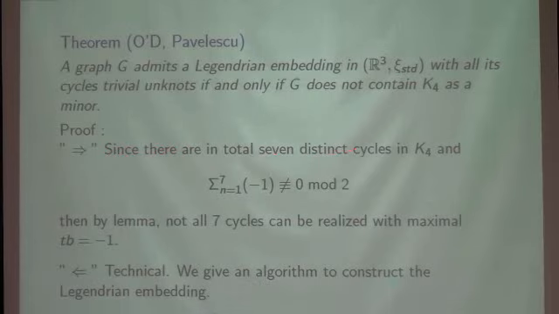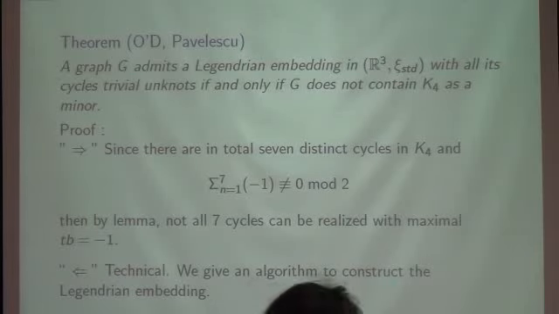And if we look at the cycles, the 7 cycles, then we see, if these 7 cycles all had maximal Thurston-Bennequin number, so they all had Thurston-Bennequin number -1, then the sum over those cycles would give us -7, which would not be 0 mod 2. So one of them must be something that is not a trivial unknot. And so that completes this proof.